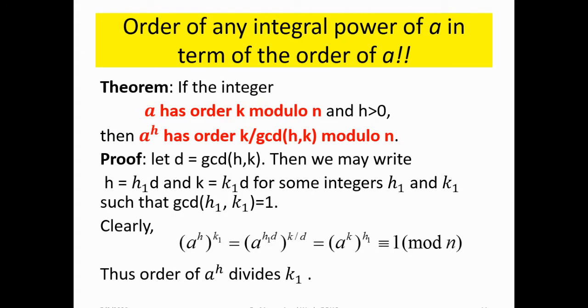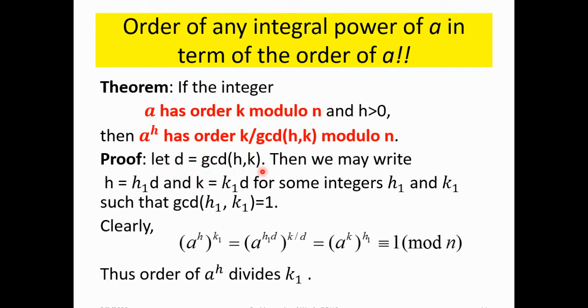This theorem says that if the integer a has order k mod n, and h is greater than 0, then a to the power h has order k upon GCD of h and k. If order of a is given, then you can find order of a to the power h, and that will be k upon GCD of h and k mod n. So we are going to prove this result.